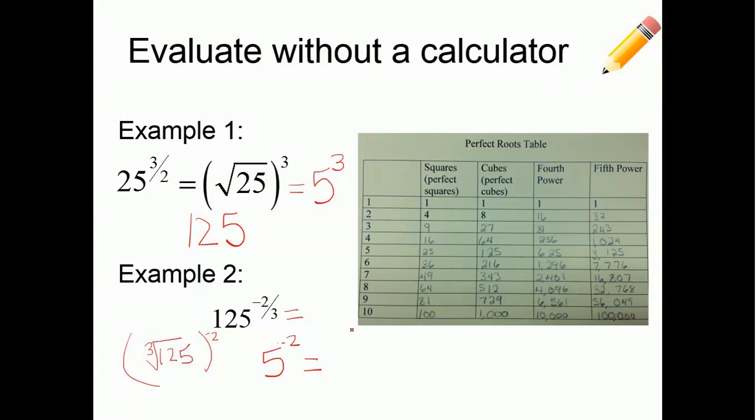Well, before you do that, let's use our exponent rule. Drop the negative down to the bottom of my fraction. So now I have 1 over 5 to the second power. 5 to the second, 5 squared, 25. So I have 1 over 25.